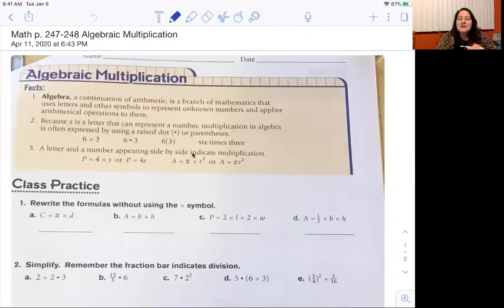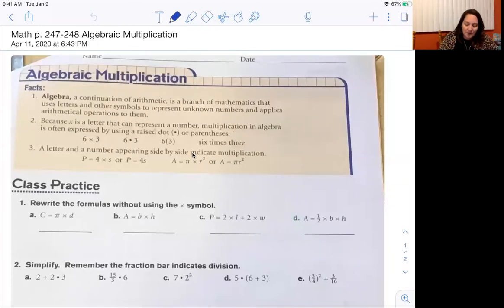Okay, here we go. So, facts. Number one, algebra is a continuation of arithmetic. It's a branch of mathematics that uses letters and other symbols to represent unknown numbers and applies arithmetical, I like that word, operations to them. Don't worry, you've already been using algebra and you don't even know it, okay? Because X is a letter that can represent a number, multiplication in algebra is often expressed by using a raised dot or parentheses. And remember, since the beginning of the year, we've been using those parentheses and raised dots just for this moment. And number three, a letter and a number appearing side by side indicate multiplication.